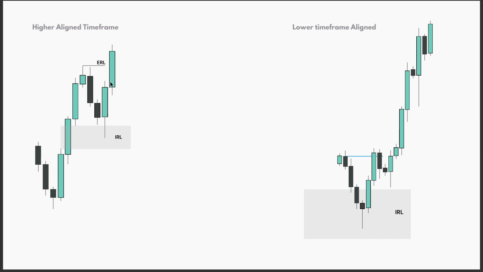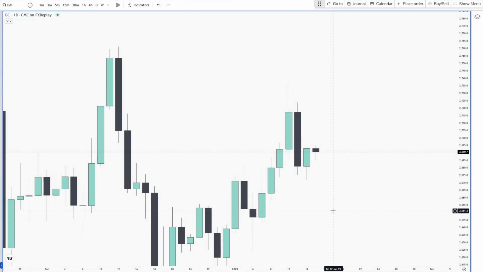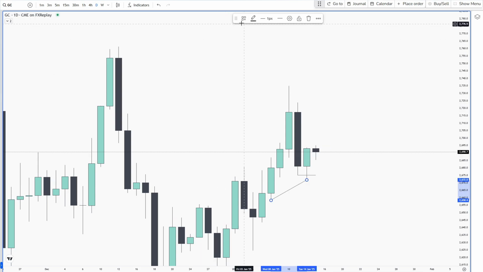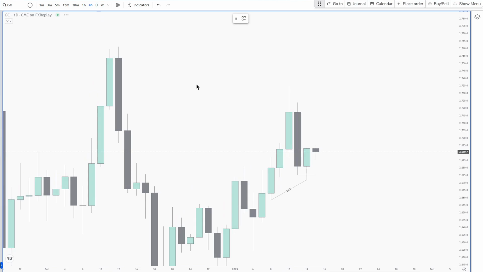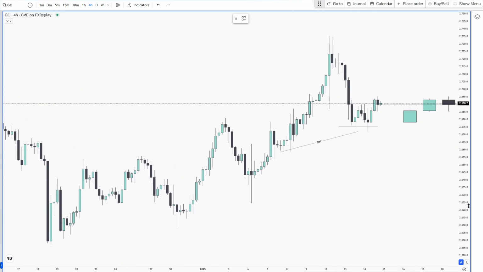Now we will go over some examples of the internal to external range. So here we are with our first example. We are on the gold futures daily chart. We have a candle closure, a swing formation on the daily chart, and also an SMT divergence with the silver at these lows. Now we don't have that internal range liquidity on the daily time frame, so we will drop down to the 4-hour chart. And our bias for the next day is bullish.